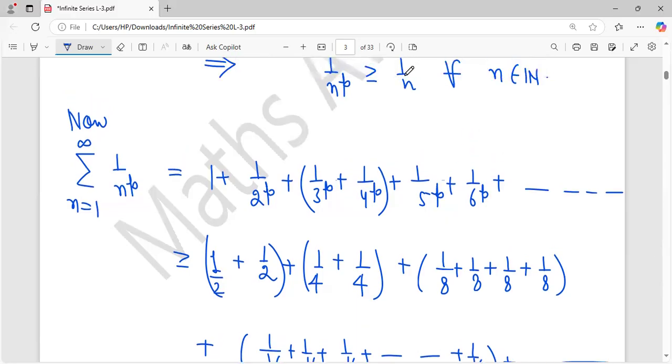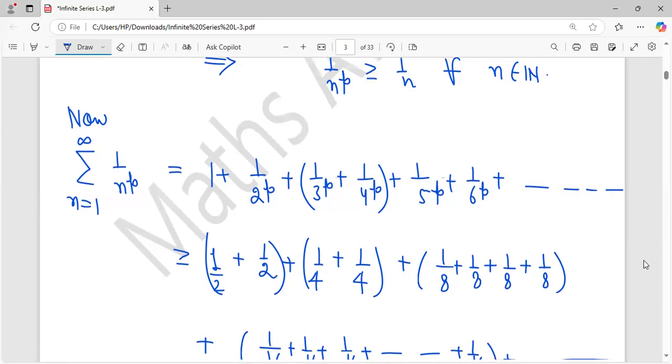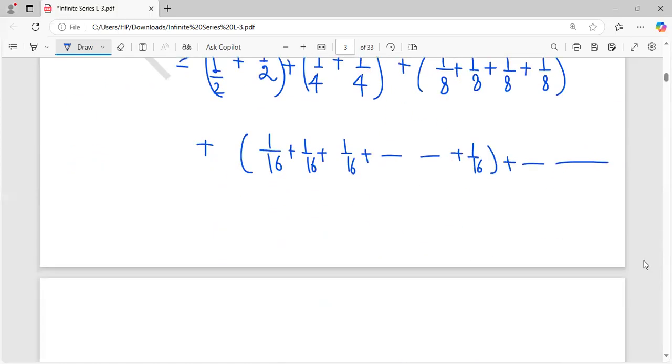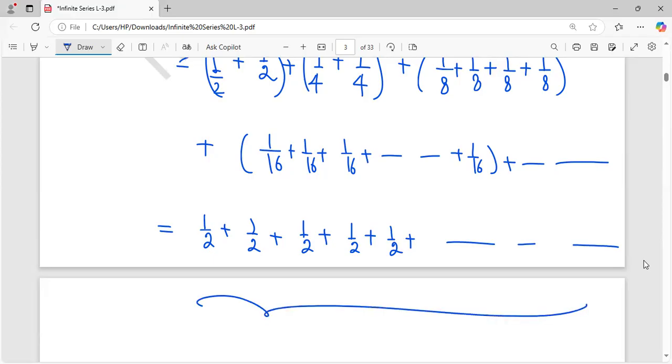From here, 1 upon 3 to the power p is less than 1 upon 4, because it is less than 1 upon 3. So it will be less than 1 upon 4. Like that, I am managing these terms. So what is this? 1 by 2 plus 1 by 2 plus 1 by 2. Now see that this is a divergent series.